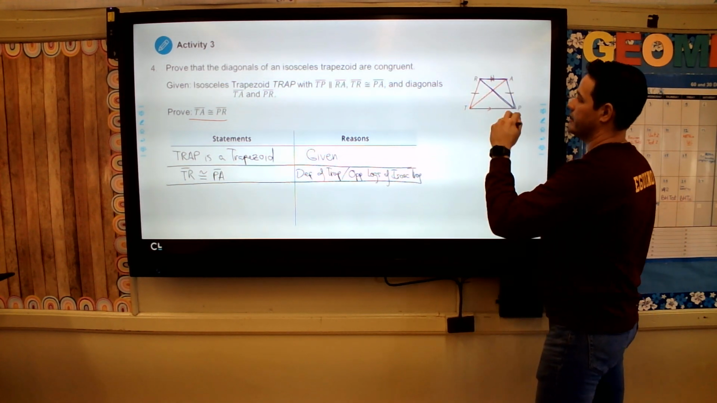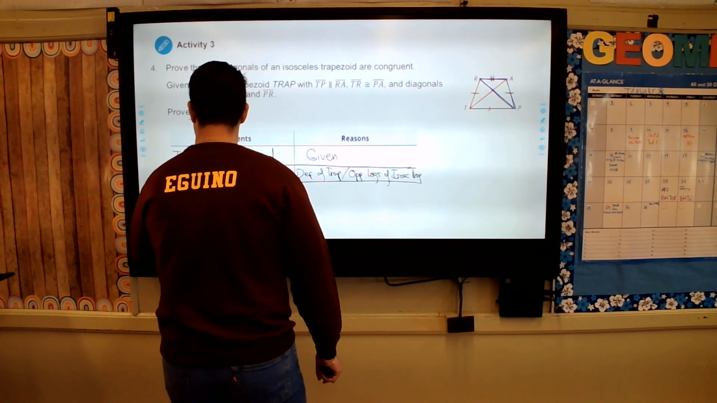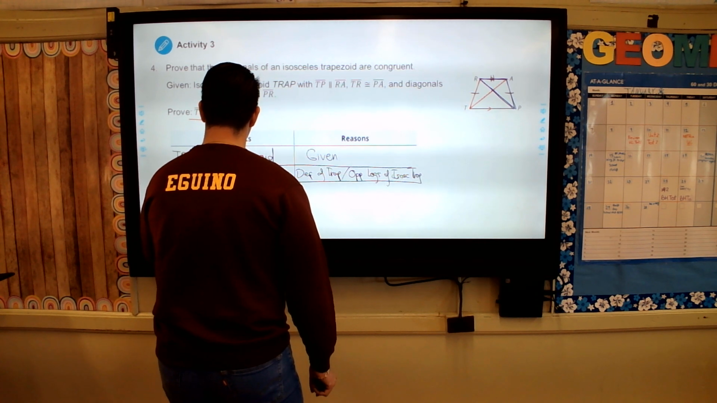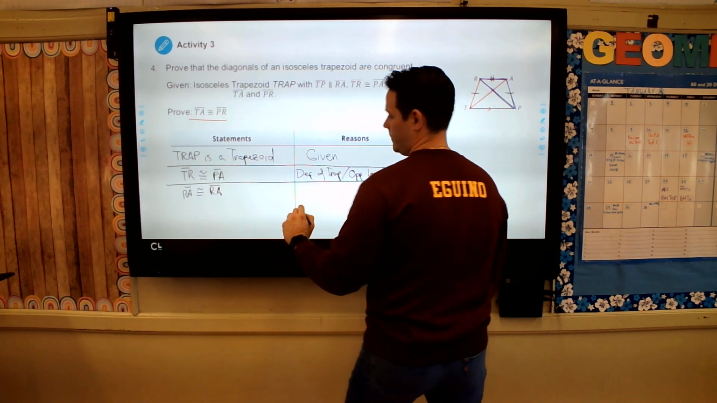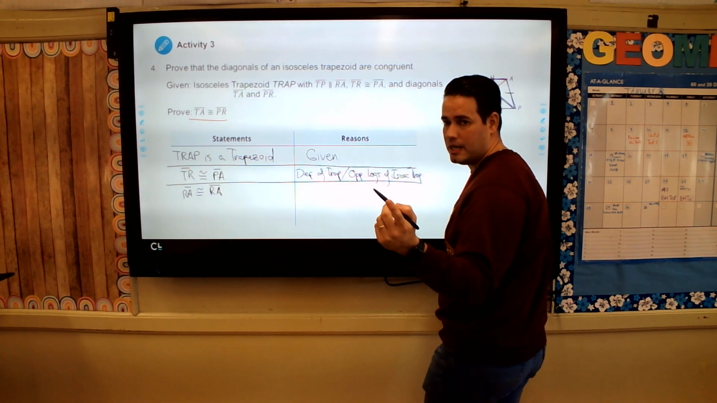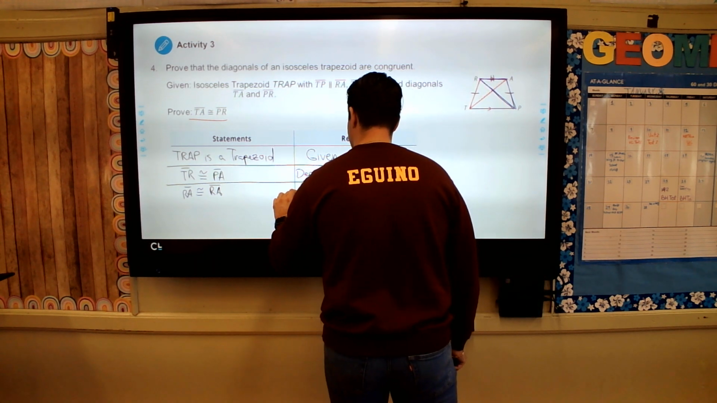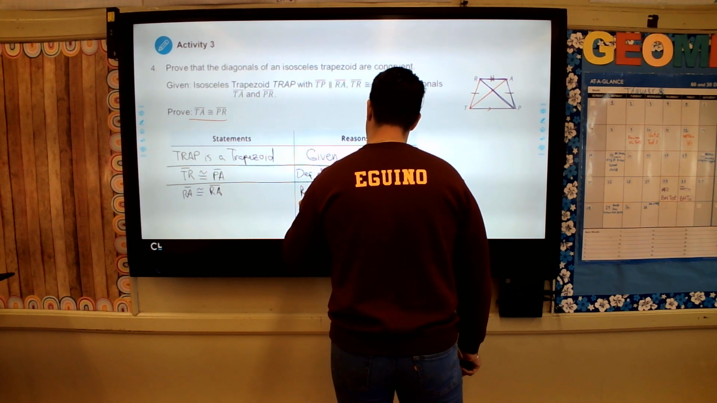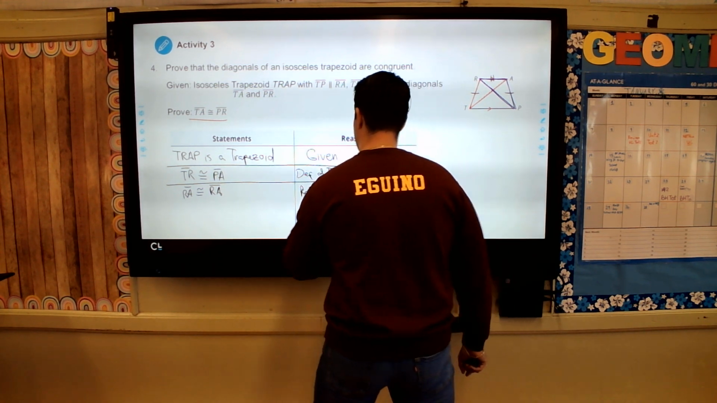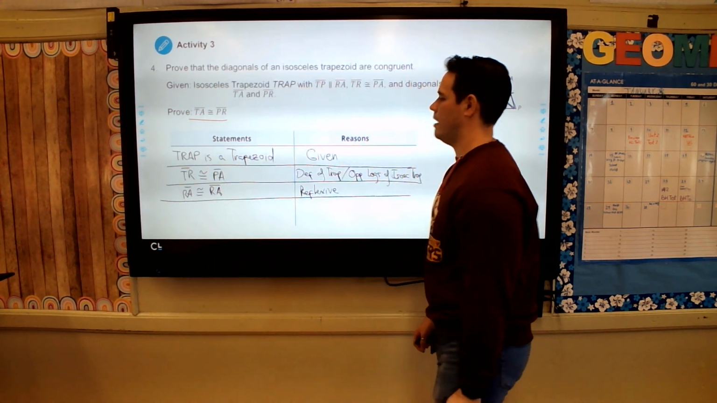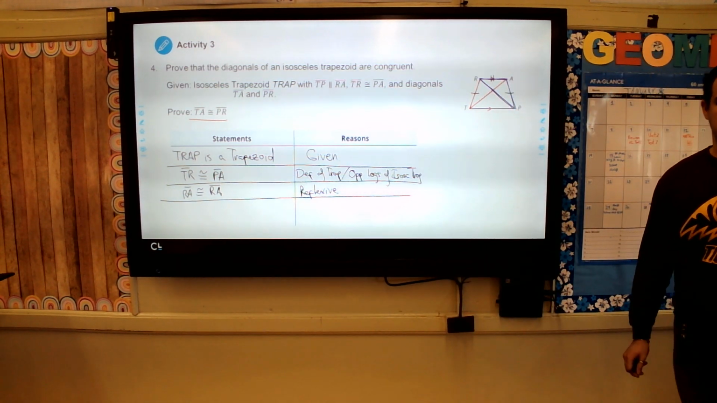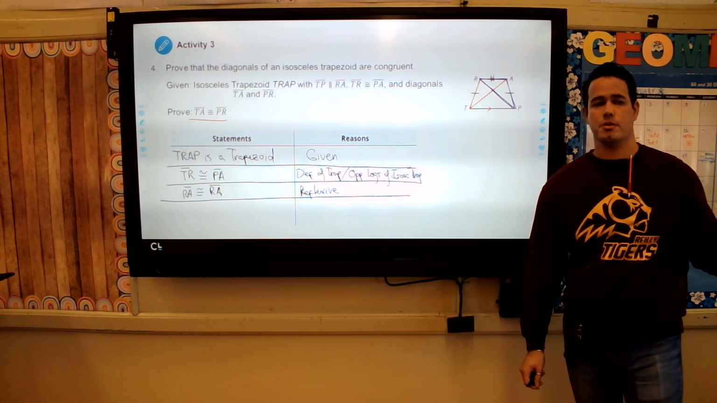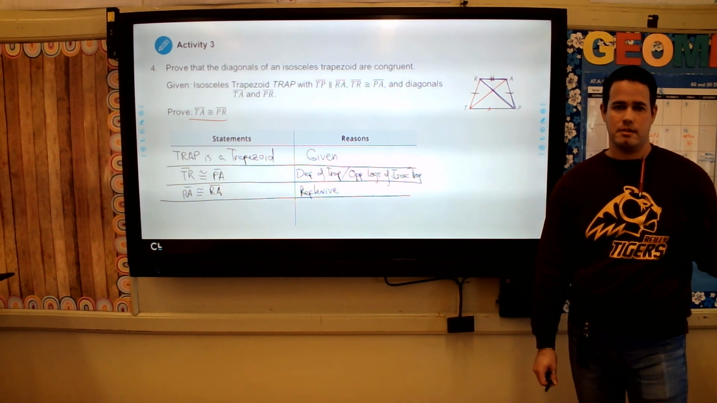So I could use the fact that line segment RA is congruent to itself. And why is that? Why is RA congruent to itself? Reflexive property. So that is the reflexive property of congruence. So far I have two pairs of sides congruent to the corresponding sides of another triangle.